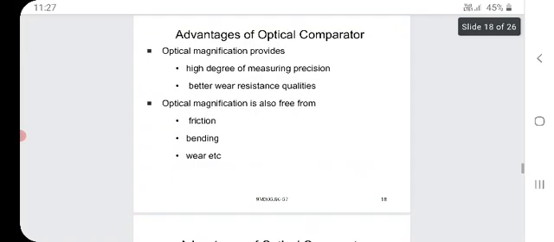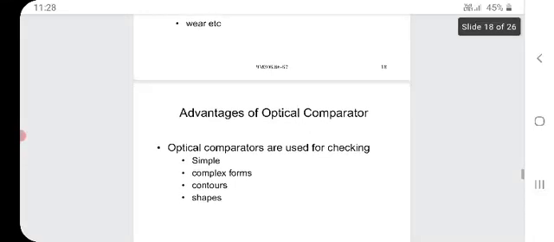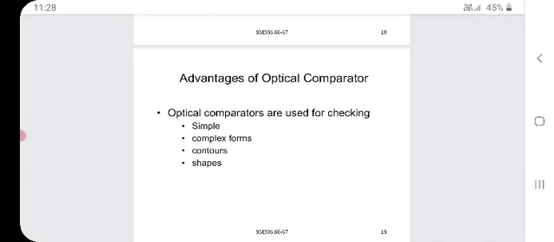Advantages. Optical magnification provides high degree of measuring precision, better wear resistance qualities. It is also free from friction, bending, wear, etc. Optical comparators are used for checking simple, complex forms, contours, and shapes.